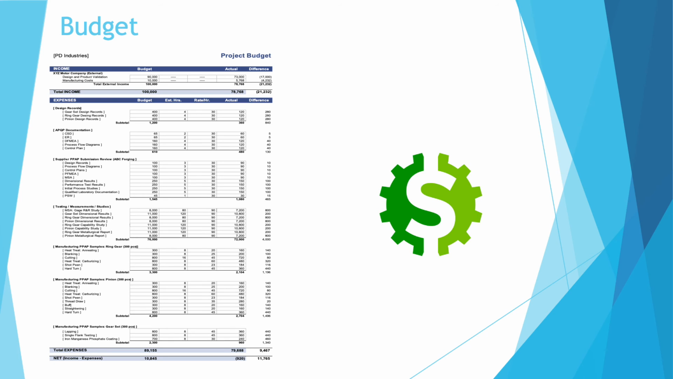Manufacturing of 300 pieces, which is our minimum PPAP quantity, for ring gear would be $2,104. Pinion, again 300 pieces, $2,704. And finally, gear set, 300 pieces, $960, putting our total expense at $79,688.